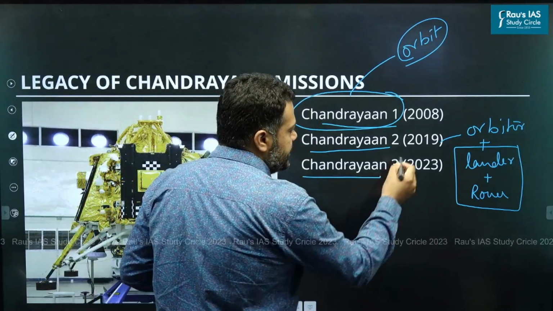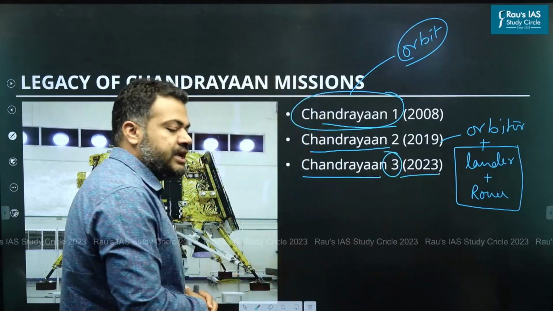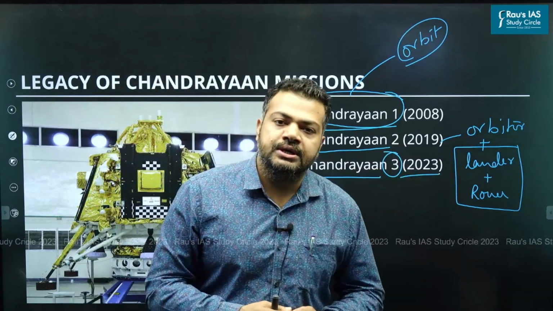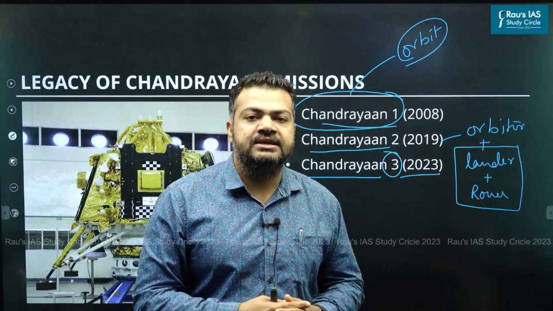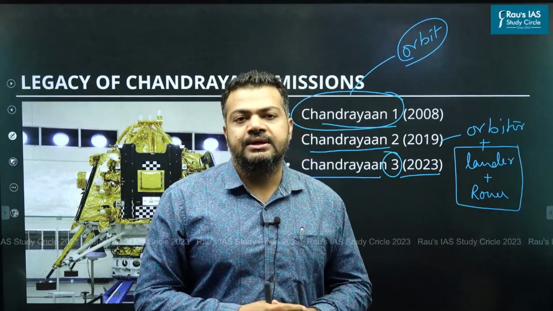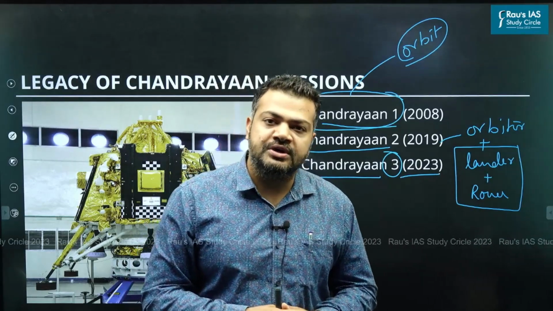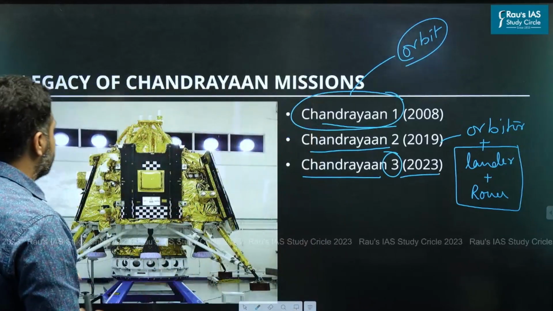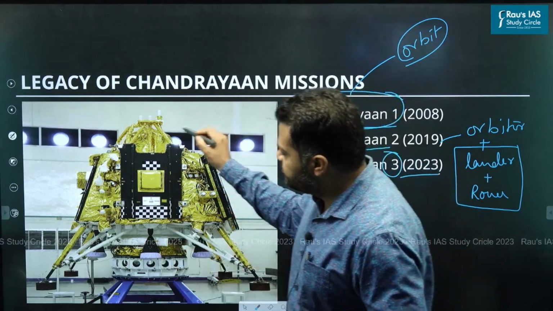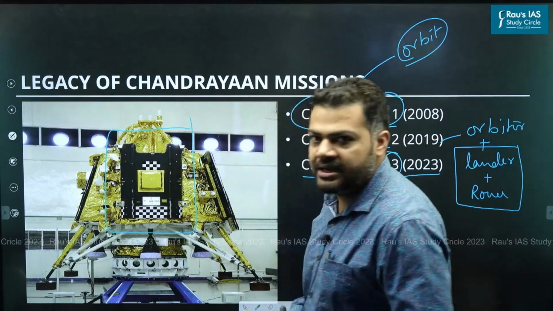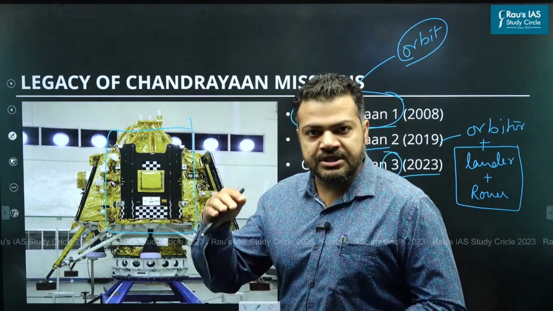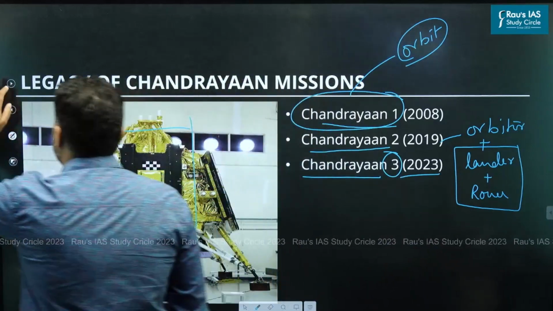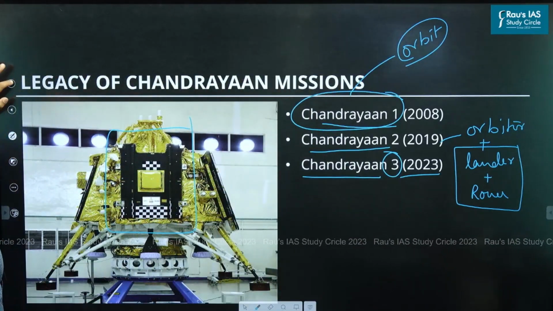Chandrayaan-3, on the other hand, is our latest mission in the Chandrayaan legacy, and it was launched on 14th of July 2023, and it successfully landed on the moon on 23rd of August 2023. Right, so let us start our journey for Chandrayaan-3. This is a photograph of Chandrayaan-3. You can see this black colored ramp. This ramp was the one where our Chandrayaan rover was parked, and eventually it moved out from this ramp itself.